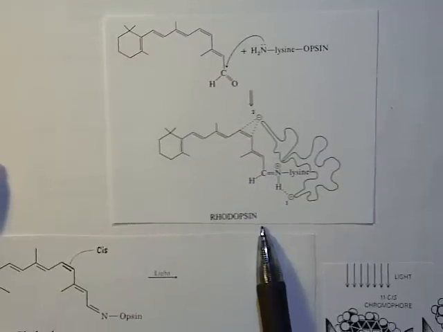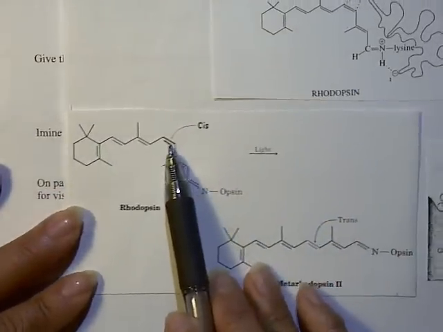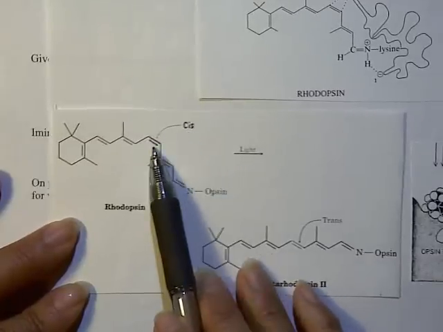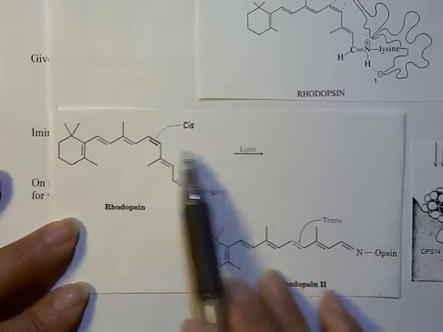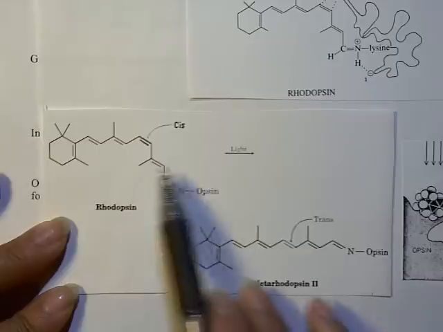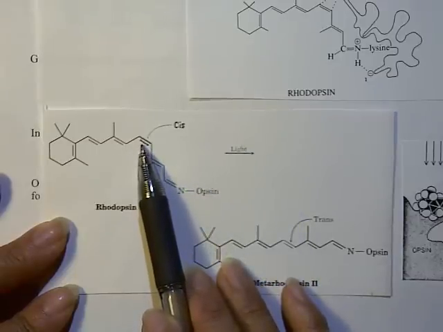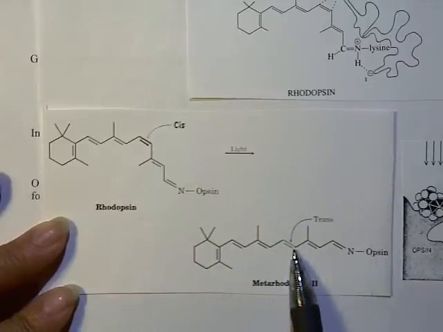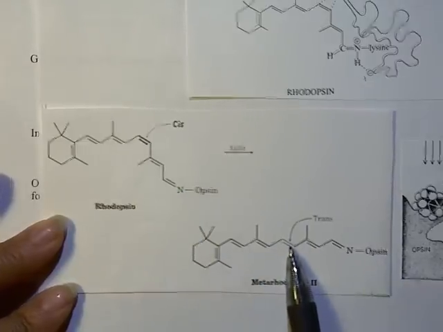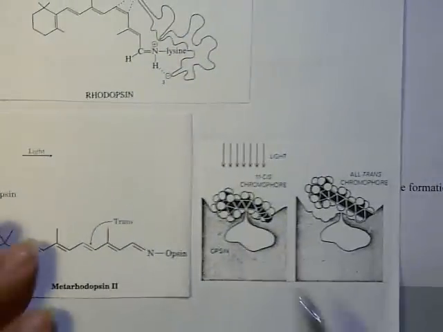So rhodopsin is right here, and because of 11-cis retinal at this juncture, this carbon is cis, not trans. When the light hits this double bond, notice all these double bonds are more transoid, right? But when the light hits this 11-cis retinal, it turns a cis into trans, as you can see over here. I have a picture of this here.